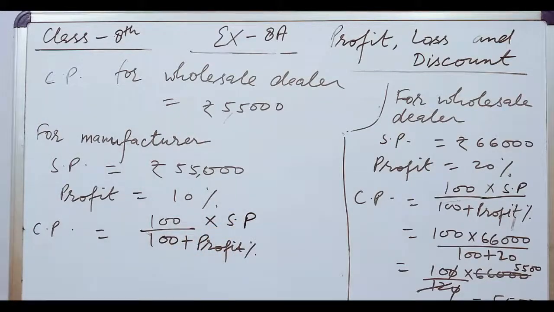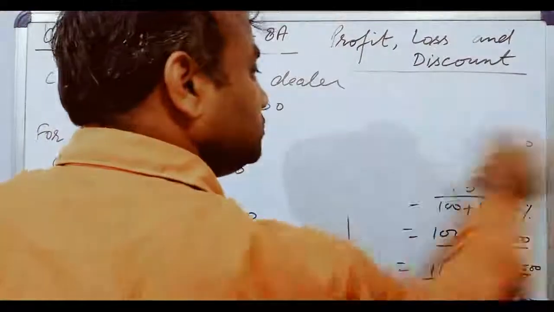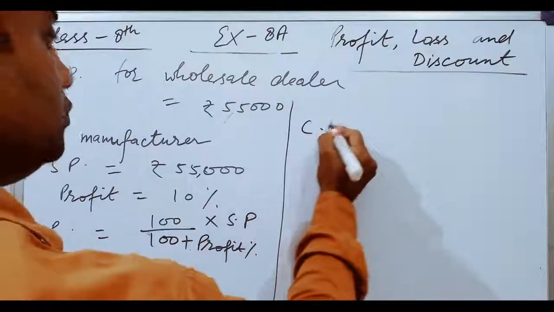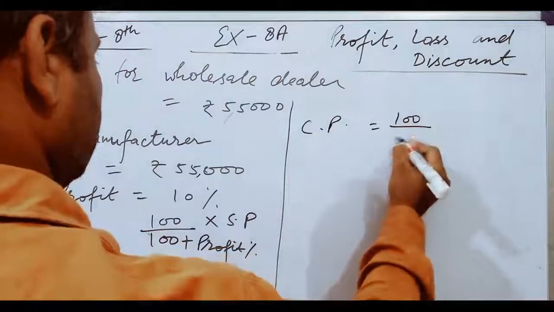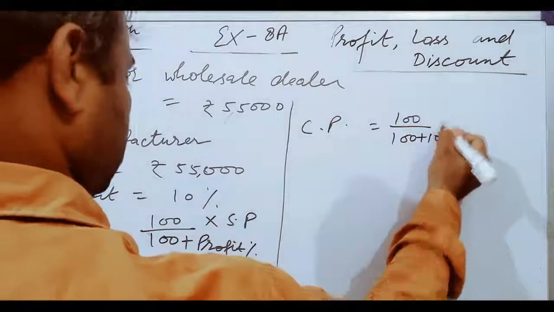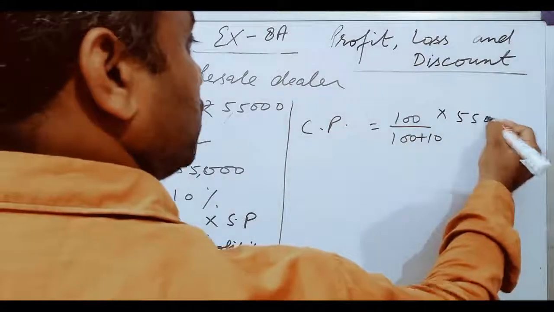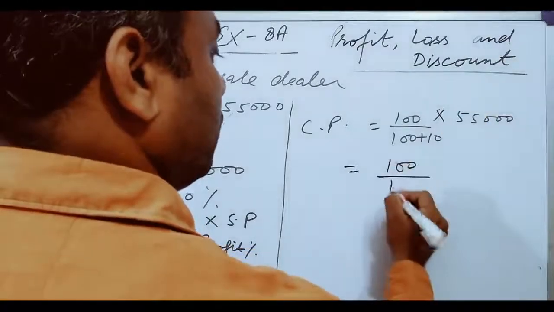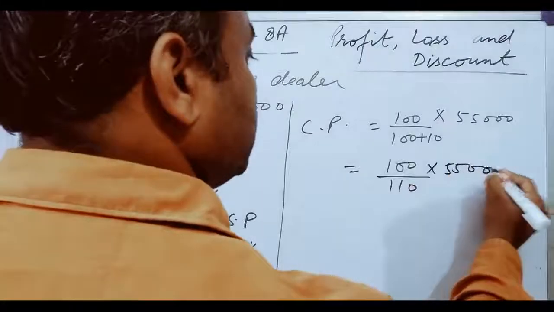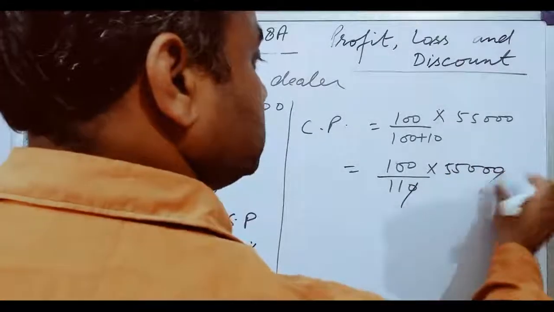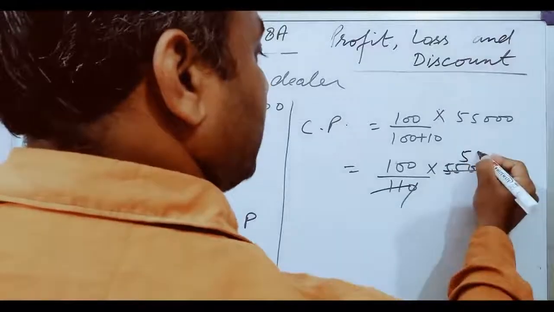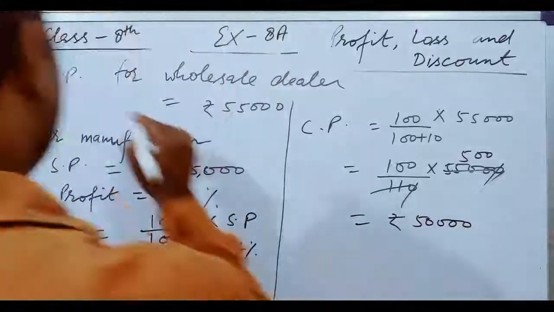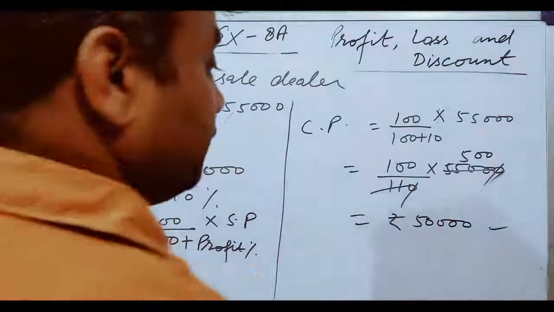Then CP equal to, we have to put in the values, 100 upon 100 plus 10 into SP 55,000. 100 upon 110 into 55,000. The zeros cancel. 11 fives are 55, so it is 50,000. So the CP for the manufacturer is 50,000 rupees.